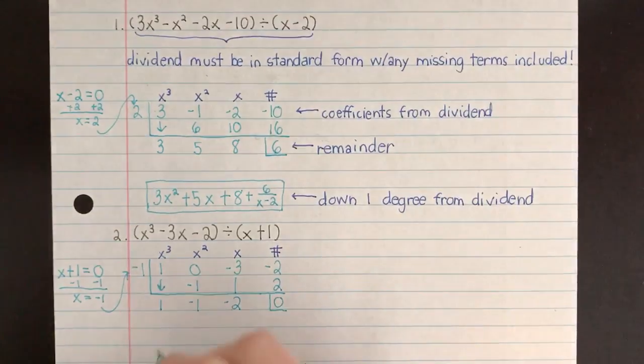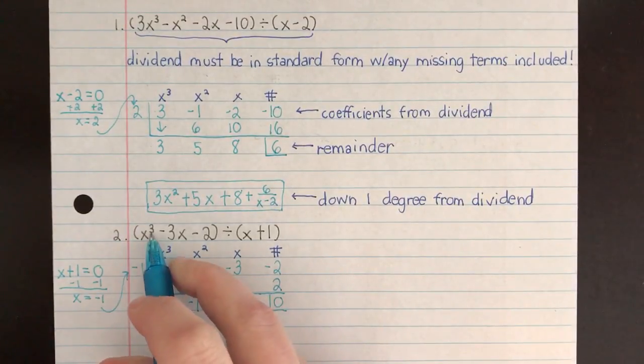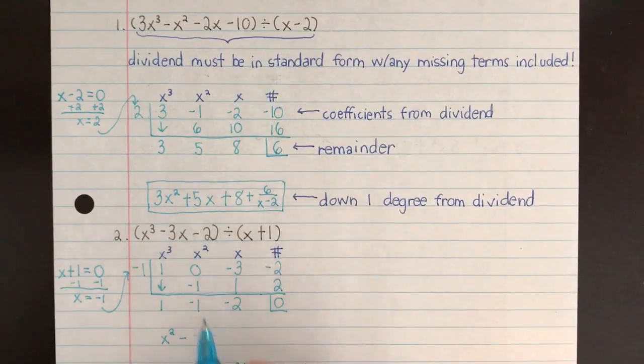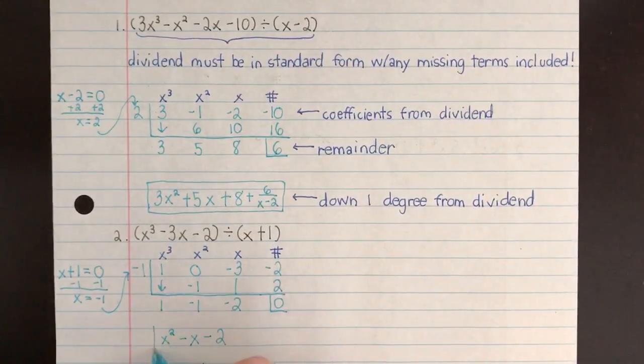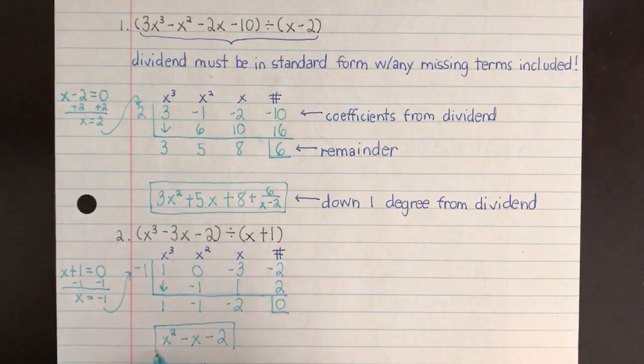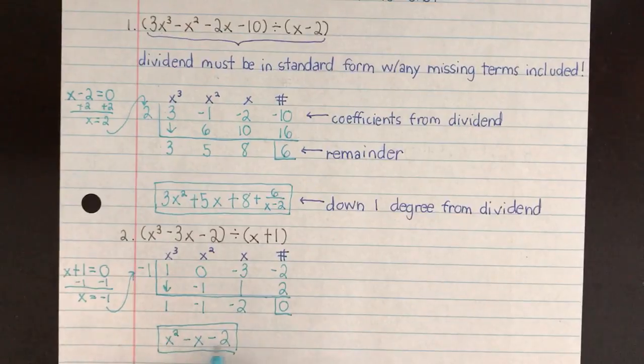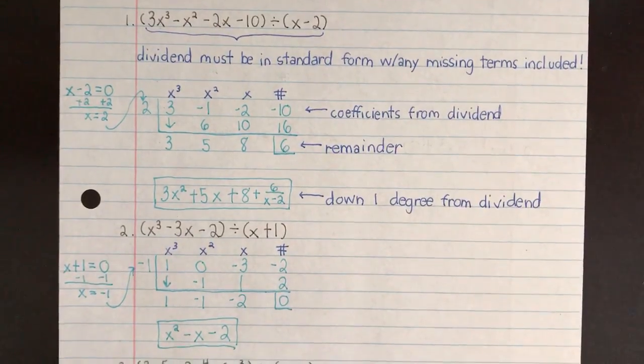Okay, so our final answer is 1 degree less from the original, which was x squared. So 1x squared, the 1 isn't really needed, minus 1, again the 1 isn't really needed, x minus 2, and there's no remainder. So there you go. We are all done. So these numbers down here become the coefficients on the answer, as you can see.